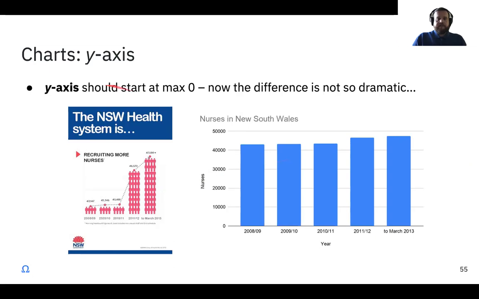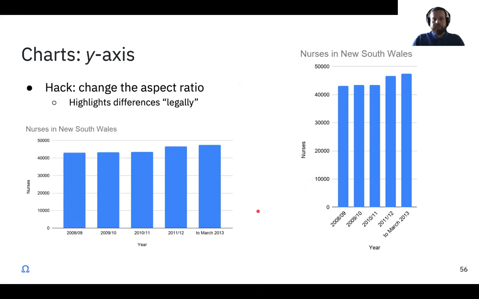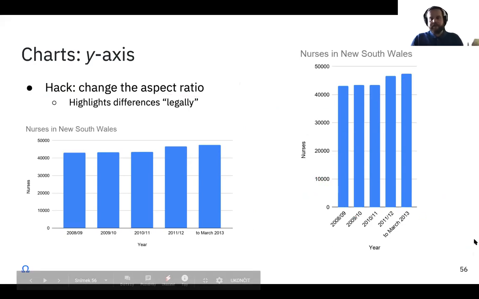So we have seen that the y-axis should always start at 0 at max, or at your minimal negative value. There is one little hack. You can change the aspect ratio, and that will still highlight the differences legally, basically. So here the difference appears visually lower than this, but it's still a bit of a hack. It's always a bit suspicious if people start changing those aspect ratios to something crazy, because your eyes expect a plot like this and not a plot like this. But you can in principle do this.